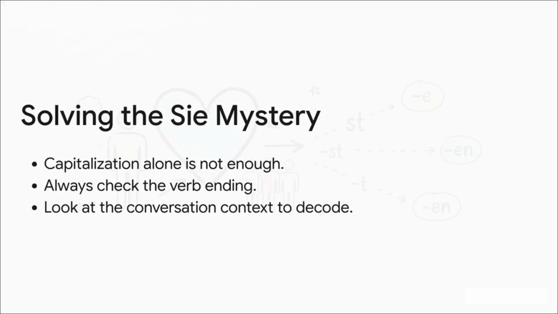So, the crucial point is, capitalization alone just isn't enough. To solve the sie mystery, you always check the verb ending attached to it. If it means she, the verb ends in a t, like sie lernt. If it means formal you or they, the verb ends in en, like sie lernen. From there, you just use the conversation context to decode if they are talking about a group over there or addressing you formally. Check the verb, solve the mystery.